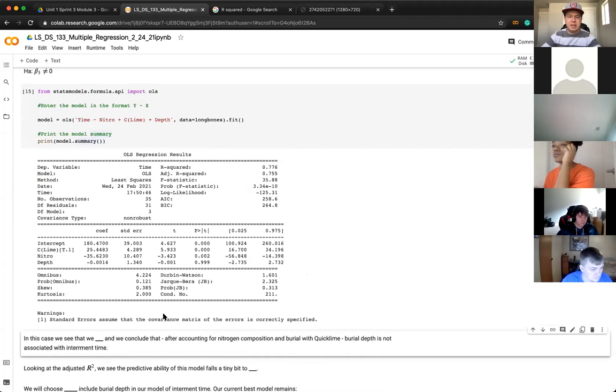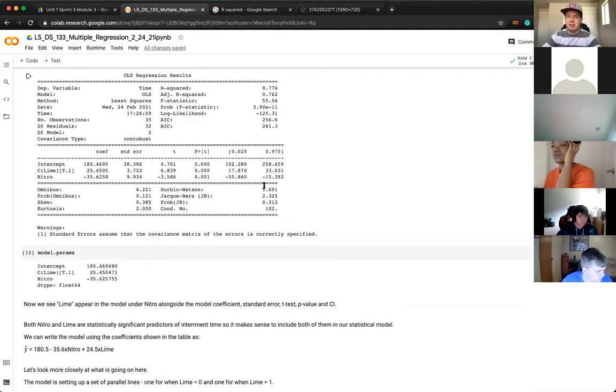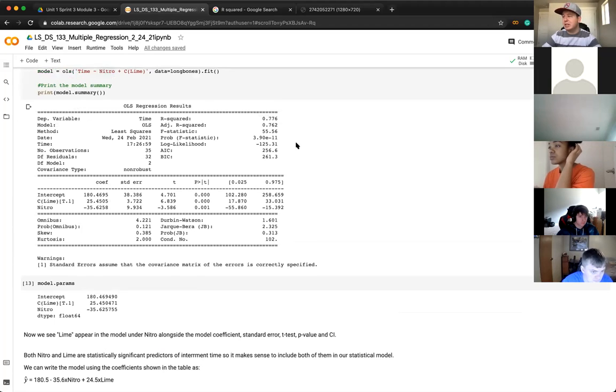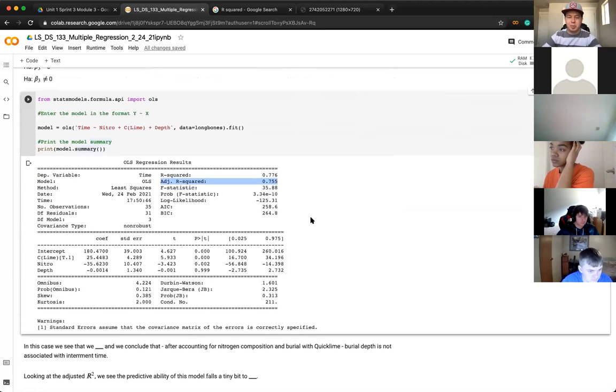All right. First thing, did our adjusted R squared increase or decrease? 75.5 versus 76.2. Ooh, slight decrease in adjusted R squared. Okay, that might tip us off about what we're going to see here down below. Depth here, coefficient close to 0, right? And p-value, pretty high. Okay, what does this tell us about burial depth? What does this tell us? Okay, so think about that.